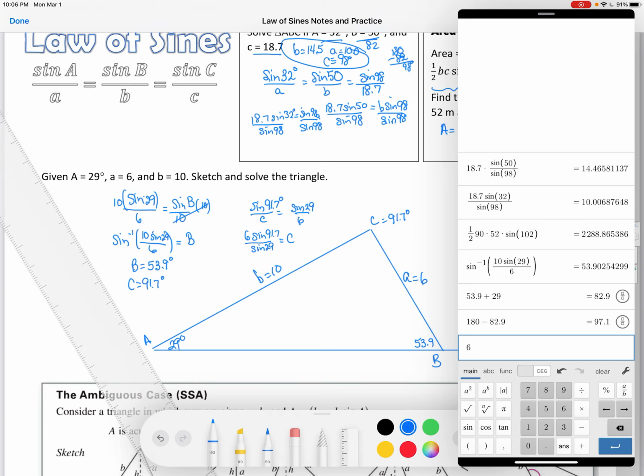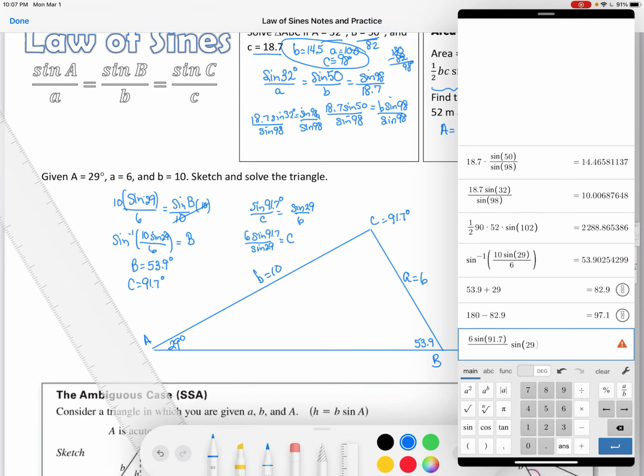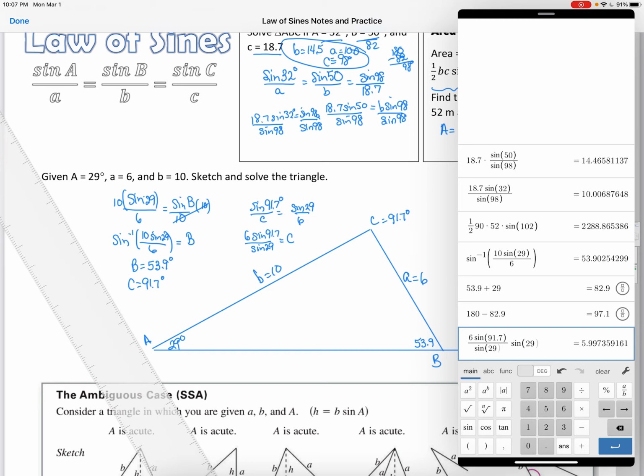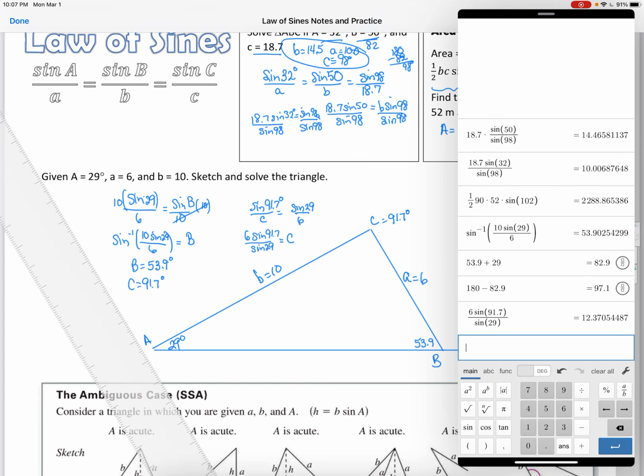All right, so 6 sine 91.7 divided by sine of 29. Missed my dividing sign. Let's get rid of this. And we have our answer of 12.4. So this distance from here to here, side C, is 12.4.